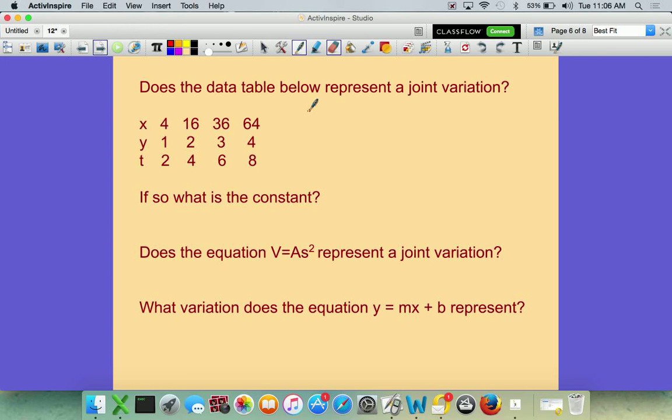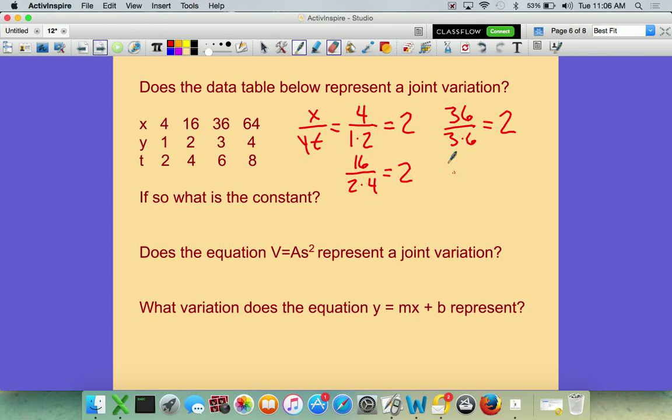So I'm going to say, let's try x over yt. Then I've got 4 over 1 times 2. 4 over 2 is 2. And I've got 16 over 2 times 4. 16 over 8 is 2. 36 over 3 times 6. 36 over 18 is 2. And 64 over 4 times 8. 64 over 32 is also 2.